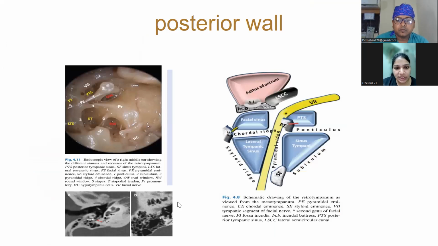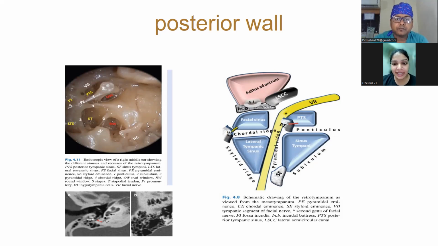So the posterior wall. This is a very beautiful diagram in which we can clearly appreciate how it has been drawn. See the seventh nerve, how the seventh nerve is beautifully drawn, and how this styloid process, subiculum, ponticulus, and the various structures are seen. You have to draw this diagram. It is very, very, very important.